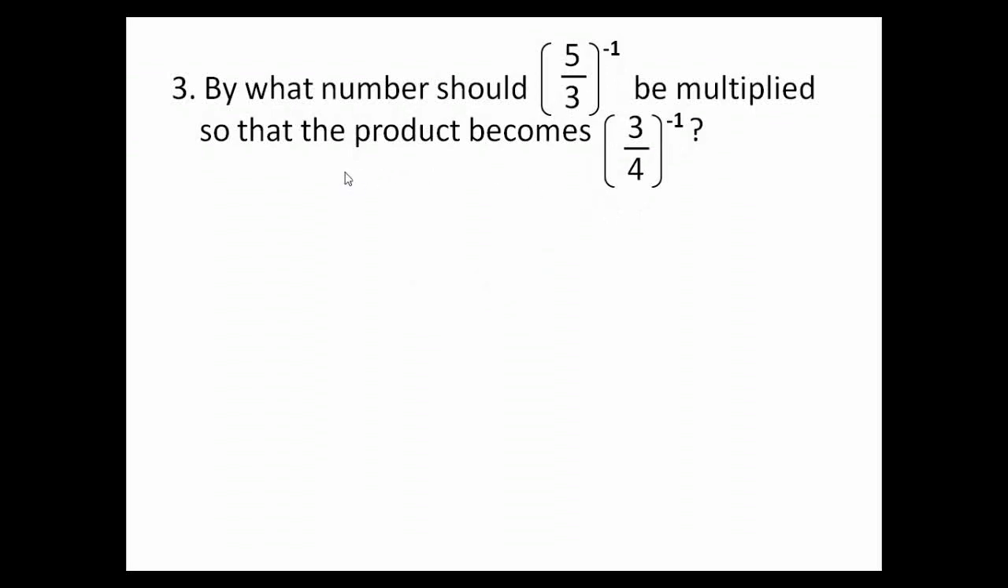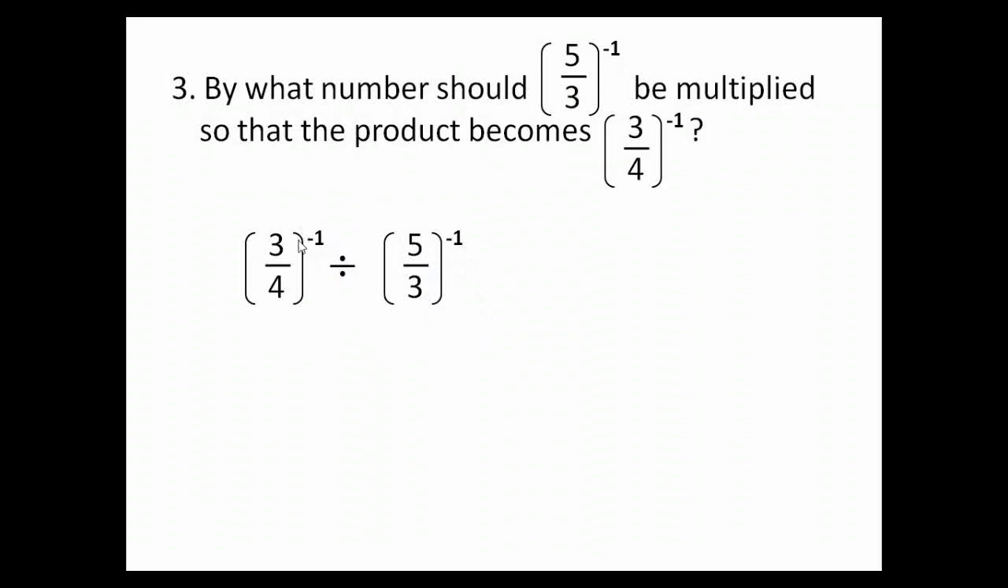So here also, in a similar way, by what number should (5/3) raised to the power -1 be multiplied so that the product becomes (3/4) raised to the power -1? This means this is the product and we can divide it by this number. So (3/4) raised to the power -1 divided by (5/3) raised to the power -1.